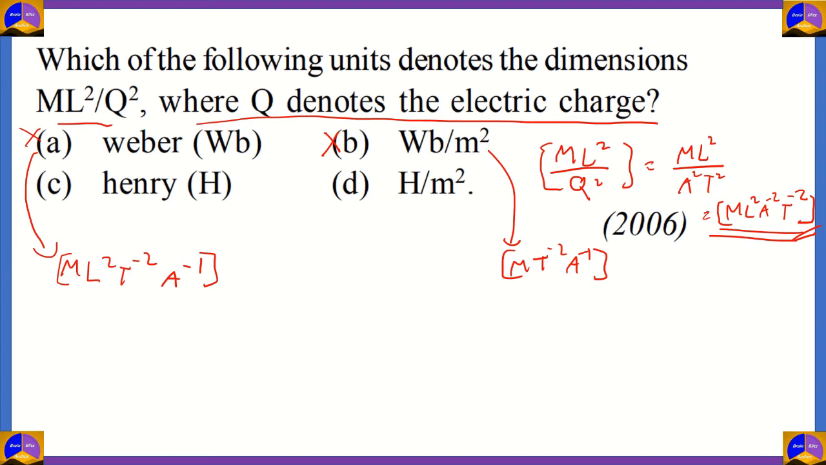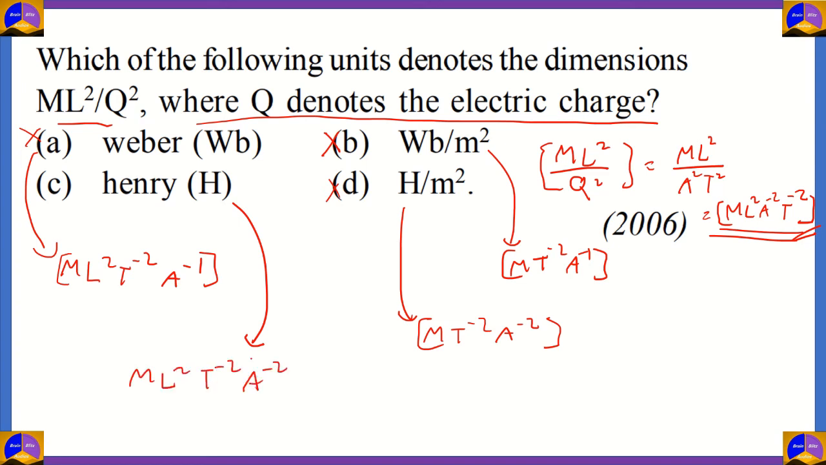So option D, Henry per meter square, has the dimensional formula M T raised to minus 2 A raised to minus 2. So therefore option D is incorrect. So Henry, the unit Henry, will have the dimensional formula ML squared T power minus 2 A power minus 2. So therefore option C, Henry, is the correct option.